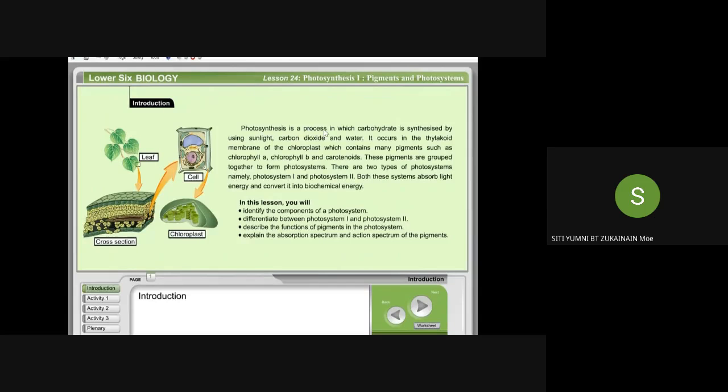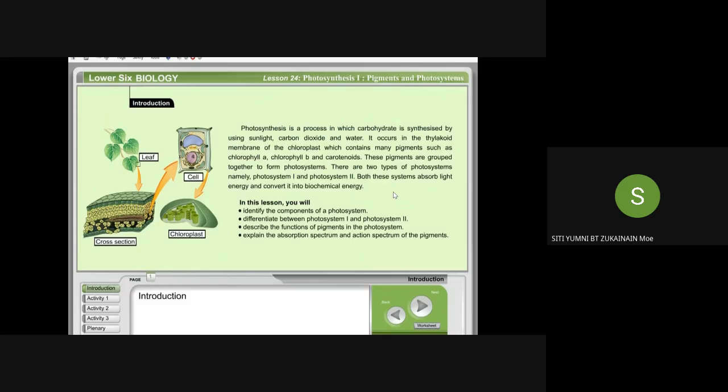Photosynthesis is a process in which carbohydrate is synthesized using sunlight, carbon dioxide, and water. It occurs in the thylakoid membrane of the chloroplast. Remember that the membrane of the chloroplast contains many pigments such as chlorophyll A, B, and carotenoids, so this is suitable for the light reaction. These pigments are grouped together to form photosystems. There are two types of photosystem, photosystem 1 and photosystem 2. Both systems absorb light energy and convert it into biochemical energy.